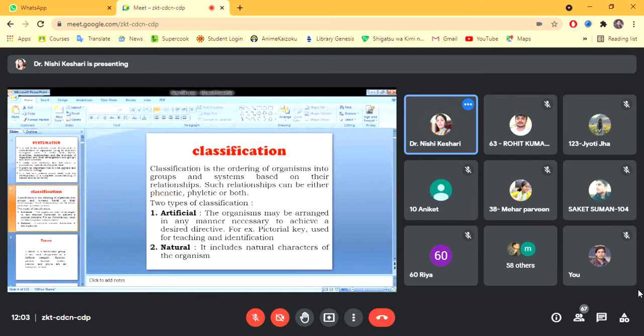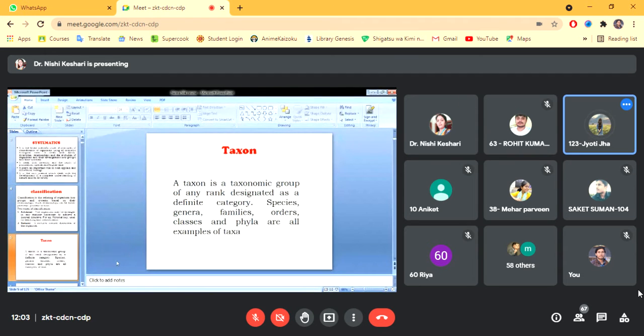Taxon. Slide is visible. Ma'am, is the classification slide visible now? Yes, ma'am. Now it is visible. So I will keep it in that way so that you can see.